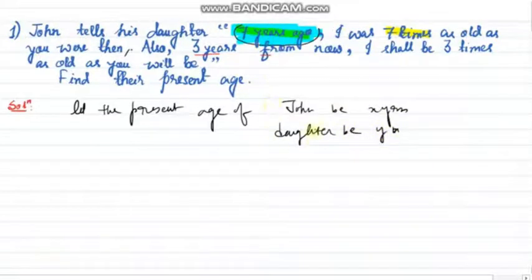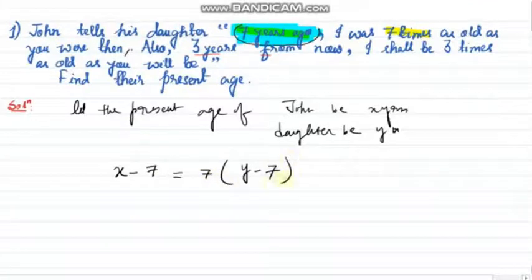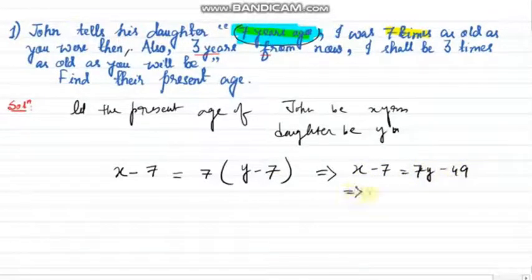So 7 years ago, first we need to find out their age 7 years ago. That is their age 7 years ago. Do you agree? So what John is telling his daughter is that he was 7 times as old as she was then. So John is 7 times of this. Do you agree? So simplifying, we will get x minus 7 equals 7y minus 49. So if I take minus 7 to this side and 7y to this side, I will get x minus 7y equals minus 42.